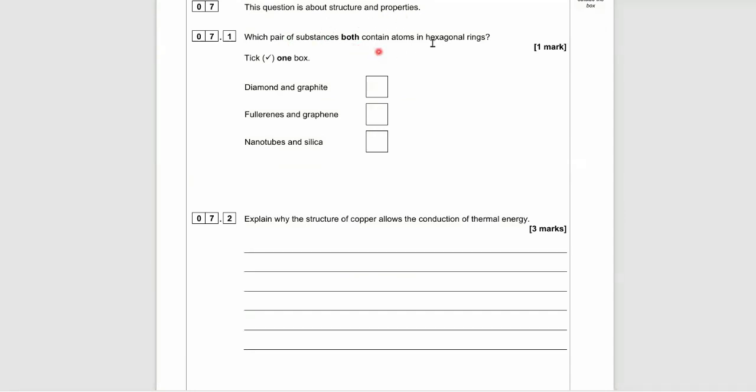Question 7. This question is about structure and properties. Which pair of substances both contain carbon atoms and hexagonal rings? Well, if we look at diamond, diamond does not contain hexagons. I'm sure you're all familiar roughly with the picture of diamond, my GCSE D art. And silica is exactly like diamond, except it has white circles and black circles because it's made of silicon and oxygen, rather than just carbon. So it's definitely the middle one. Fullerenes and graphene both contain hexagonal rings of carbon atoms.